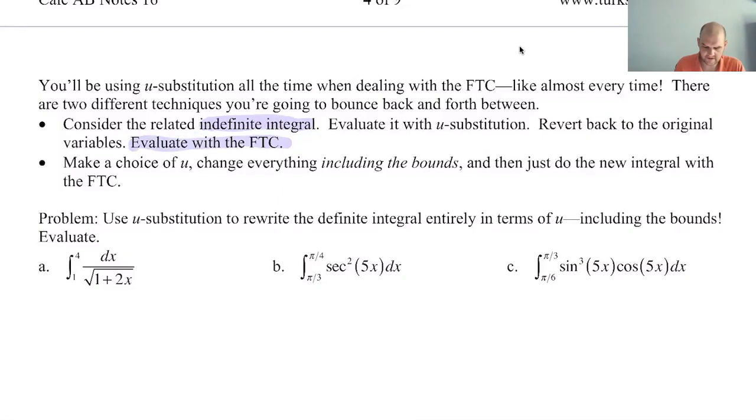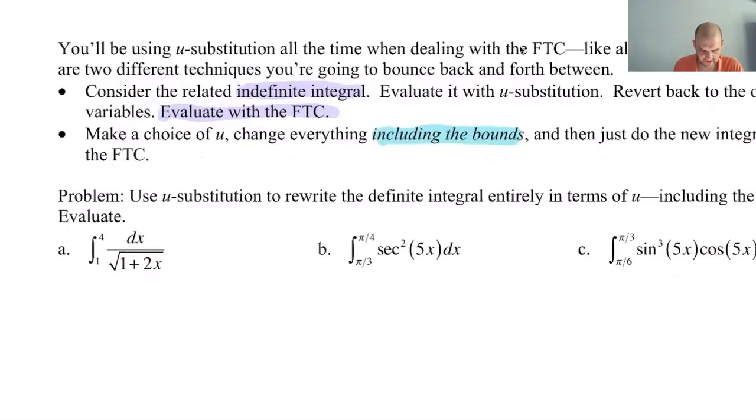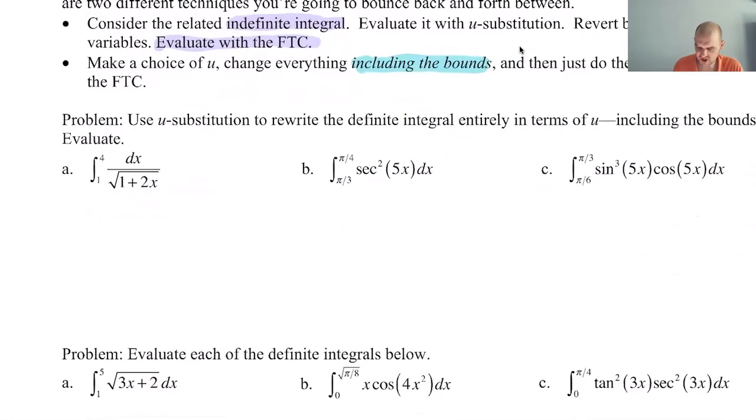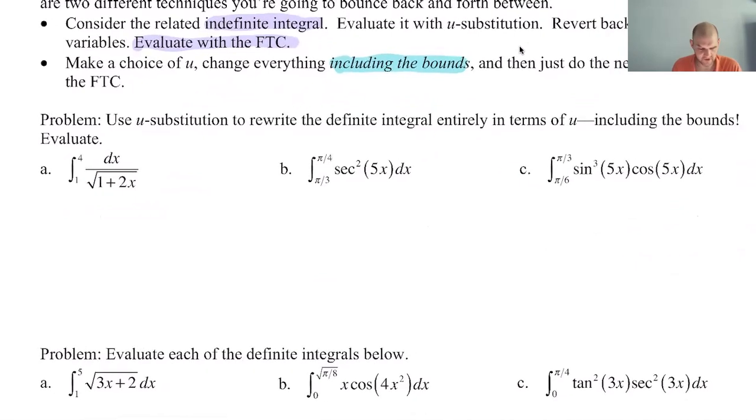What College Board seems to prefer is for you to make a choice of U, change everything to U, including the bounds, and then just do your new integral. That's totally fine. It's usually actually easier. The thing I don't like about it is that if I get the bounds wrong, that's a mistake I didn't need to make. So I tend to shy away from that, but let's see what it means to change the whole thing. We are doing these.